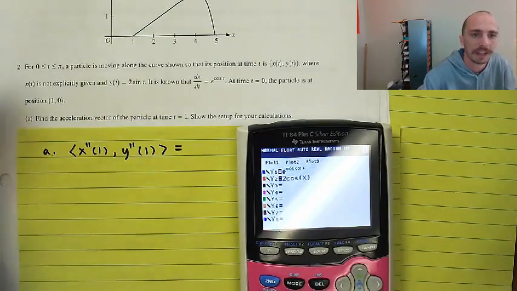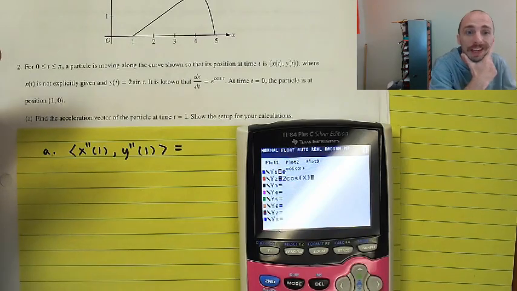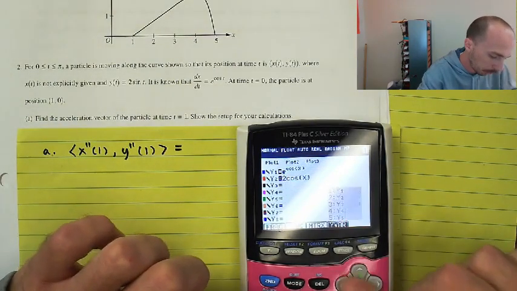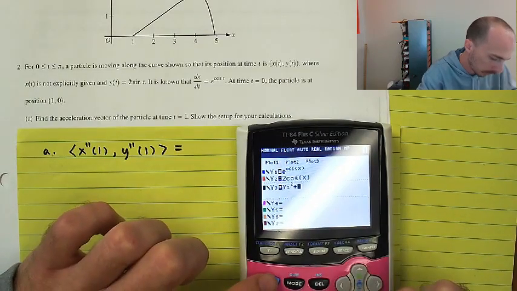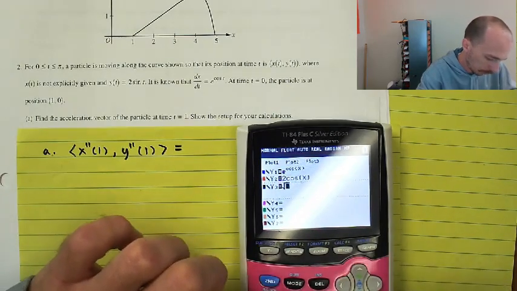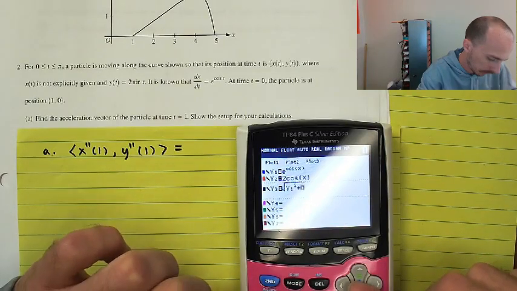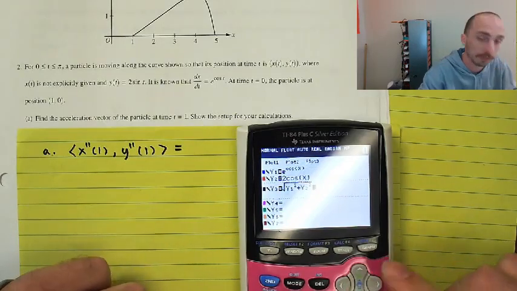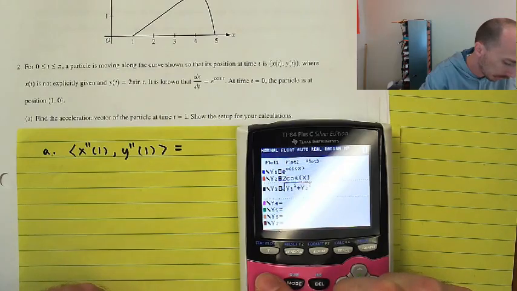In my class, I always encourage people to start by putting dx dt into y1, dy dt into y2, and y3 equals the square root of y1 squared plus y2 squared, because this is for the speed. I know this problem does have a speed component on it, so I'm going to need that eventually. And it has a total distance, so I'm going to use y3 a couple of times.